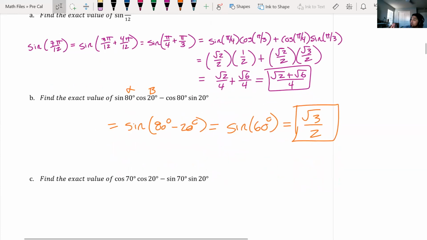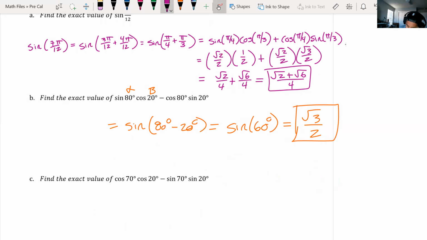So we're just working it backwards. All right. Now for this one, cosine of 70 times the cosine of 20 minus the sine of 70 times the sine of 20. Would this be the sum or difference formula for cosine? Difference. Well, there's a difference, but remember, cosine, the sum.